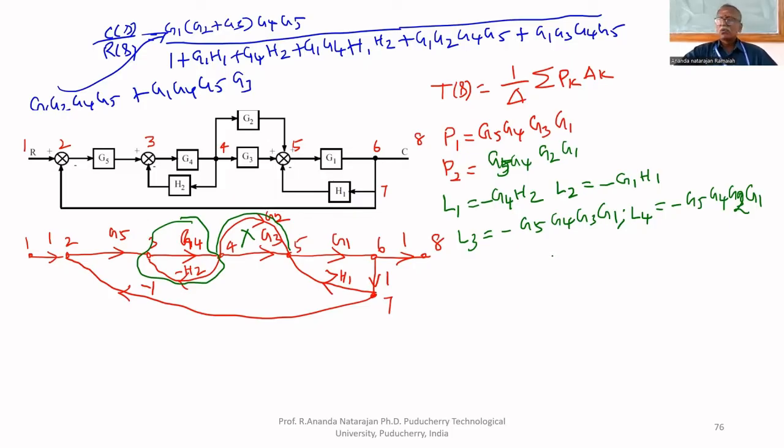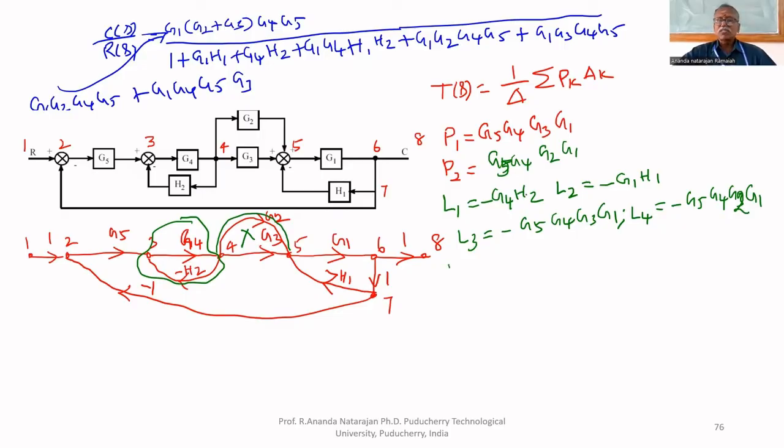No other individual loops. This is not a loop. Between 4 and 5 is not a loop because the direction is not in favor to travel. But two non-touching loops are there. 3, 4 and 5, 6 are two non-touching loops.